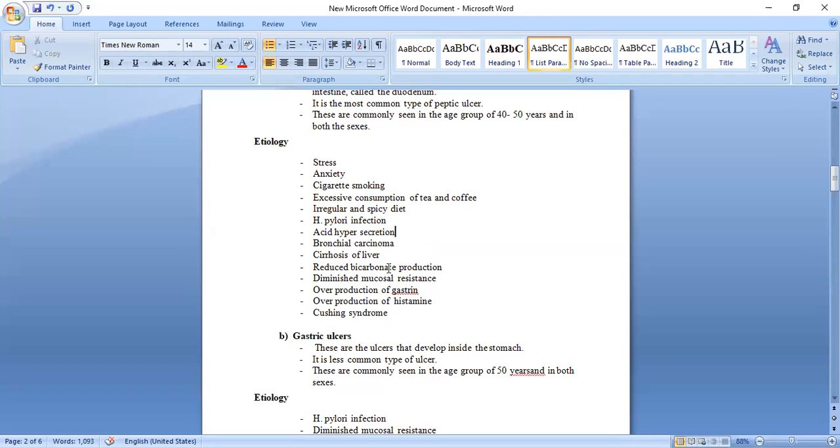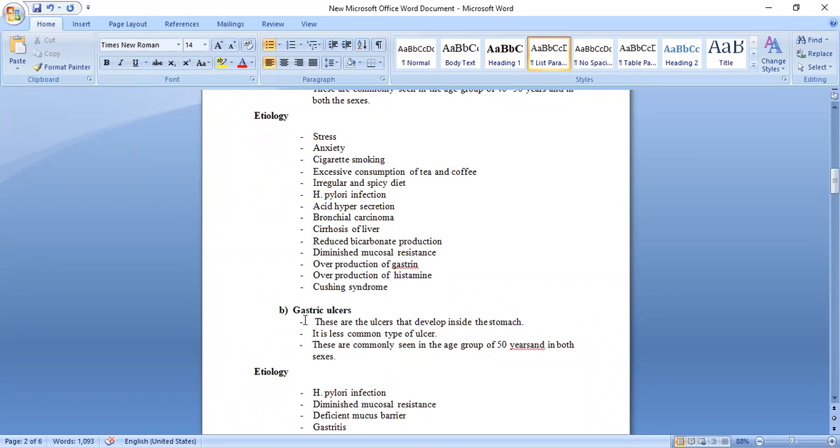If the acidity is there, we will take soda, isn't it? This is the bicarbonate, alkaline. Diminished mucosal resistance, sometimes overproduction of gastrin secretions are there, overproduction of histamine, isn't it? Allergic, Cushing syndrome, pituitary gland, the cortisol, okay.